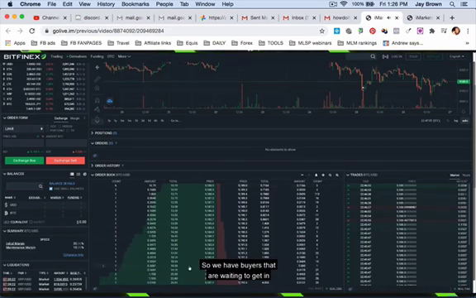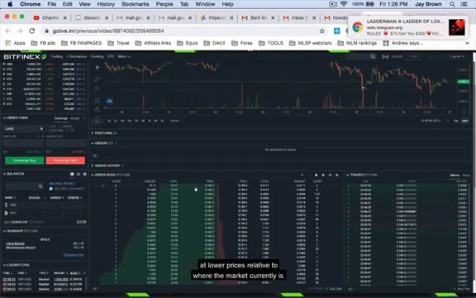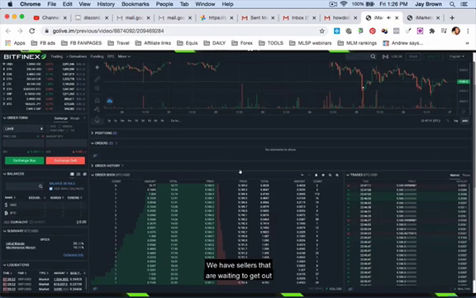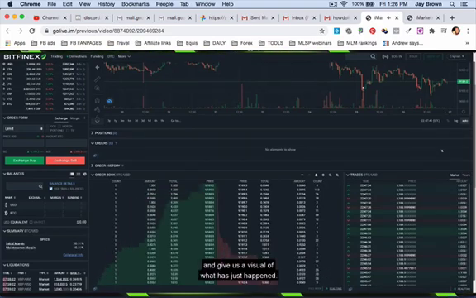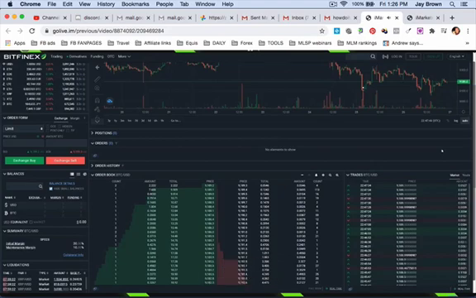So we have buyers that are waiting to get in at lower prices relative to where the market currently is. We have sellers that are waiting to get out at a higher price relative to where the market currently is. And then we get the real-time action. Every single moment that a buyer and a seller are matched, the candlestick is going to update and give us a visual of what has just happened.